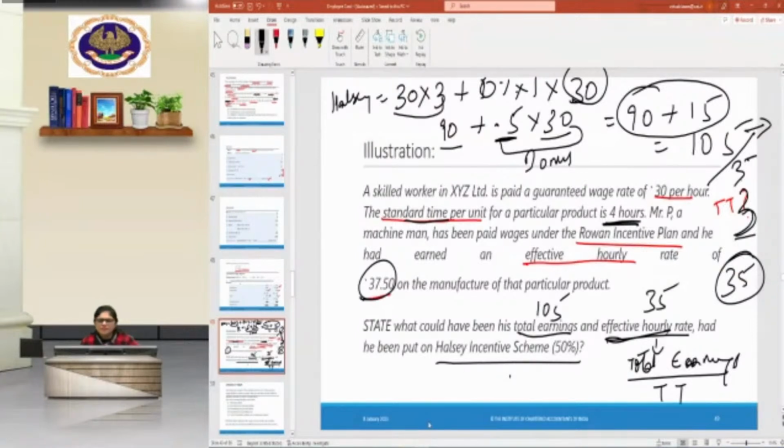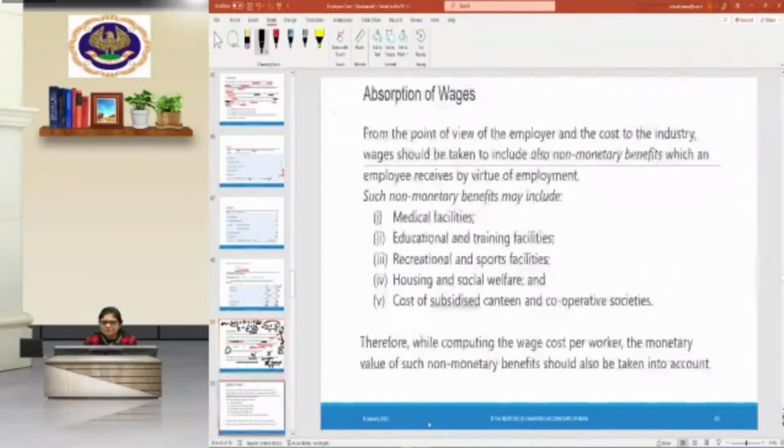Rowan total earnings 112.5. Okay. Rowan's effective hourly rate is given to us, so here we have to calculate the Halsey one otherwise. All right. So I think you must have understood this question. Any doubt in this question? Shall we move forward? All right.